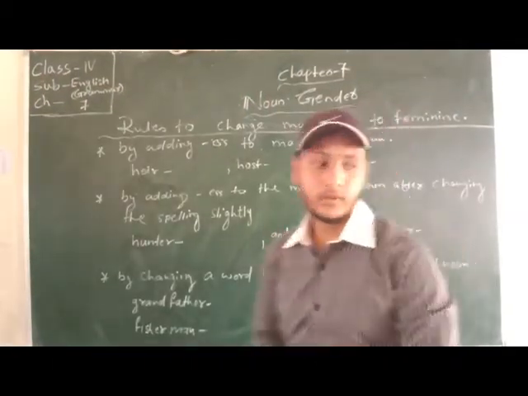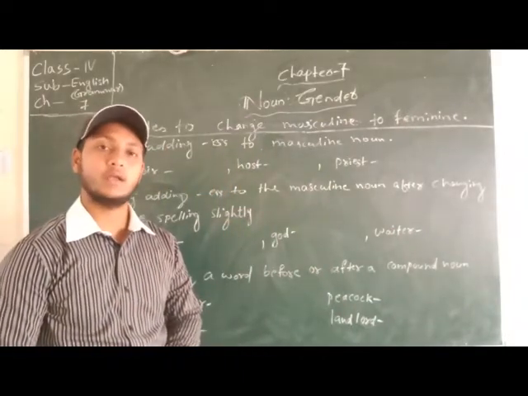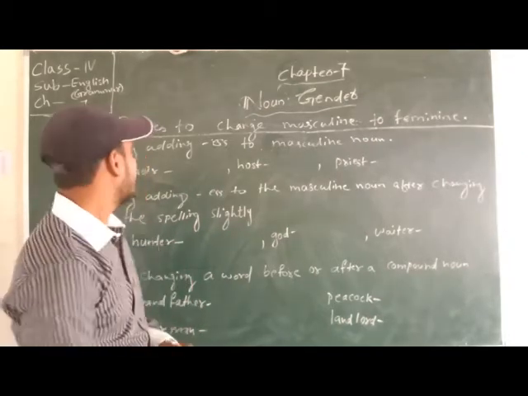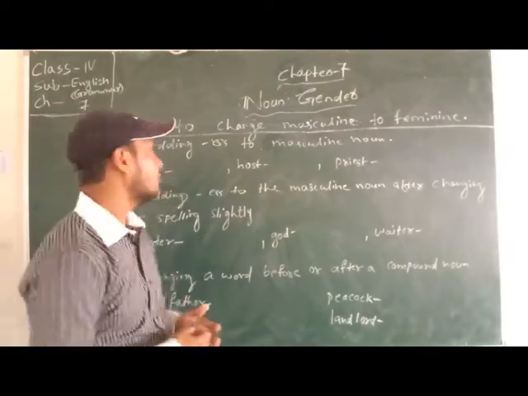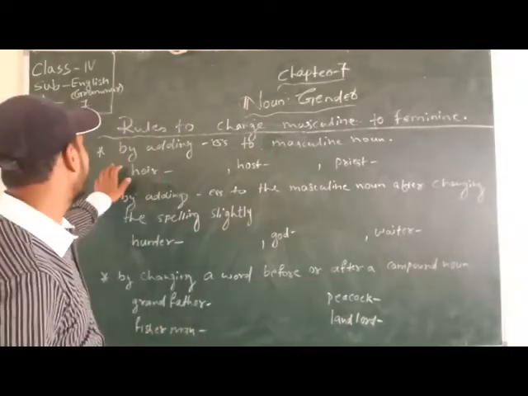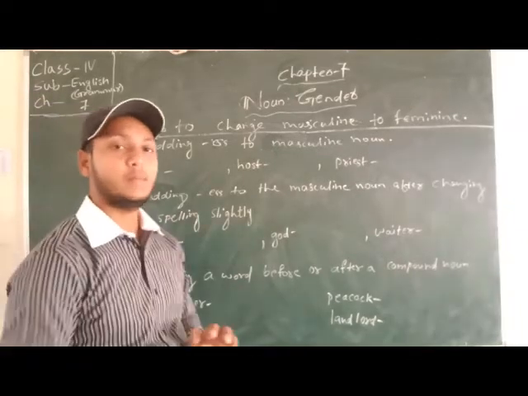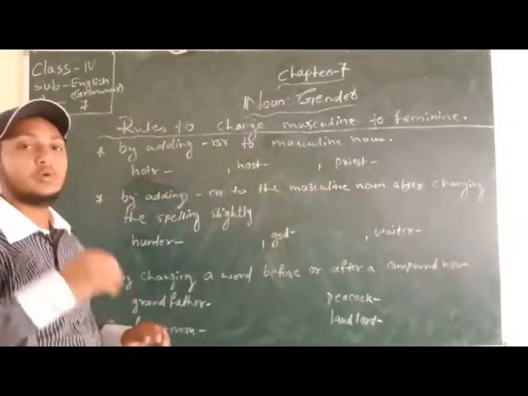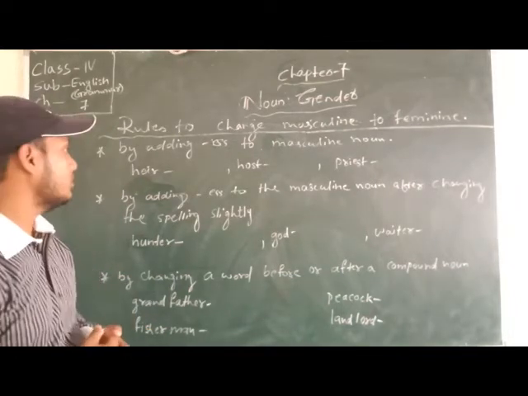Okay, so we have discussed the four genders: masculine, feminine, neutral and common gender. Here we will discuss the rules that we have to follow while changing a masculine noun to a feminine noun. First of all, look here: by adding ess to a masculine noun. If you find some masculine noun, then we have to add ess to those nouns in order to convert it into a feminine noun or feminine gender.